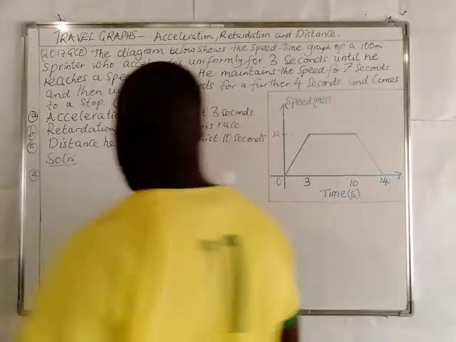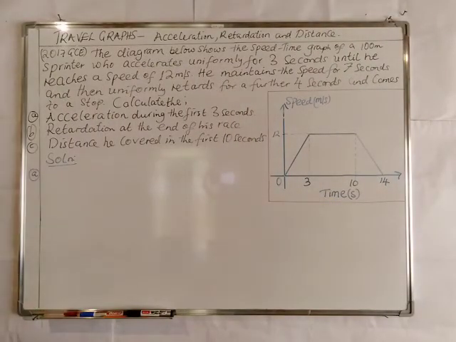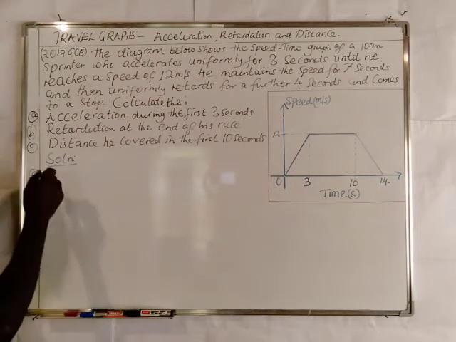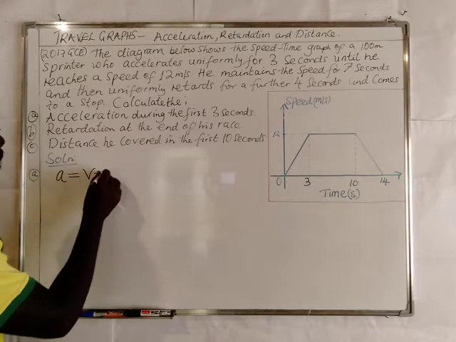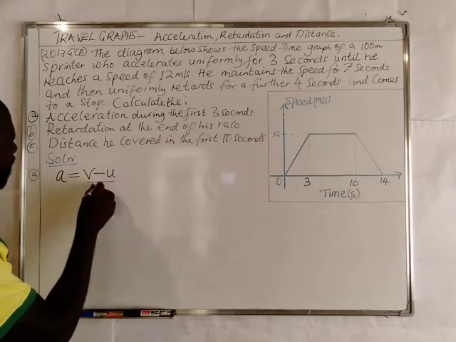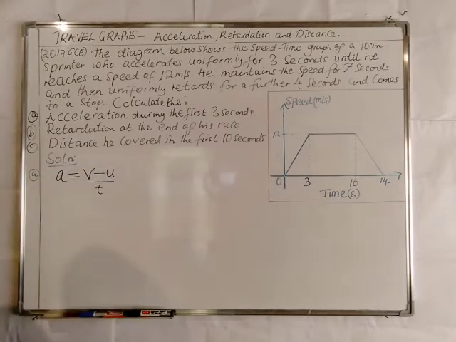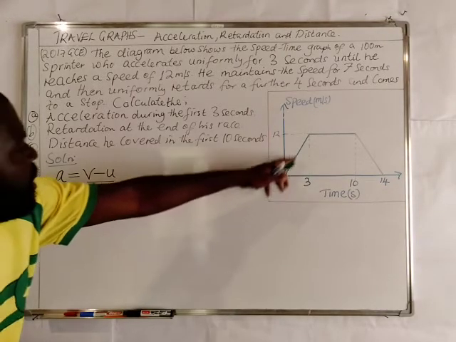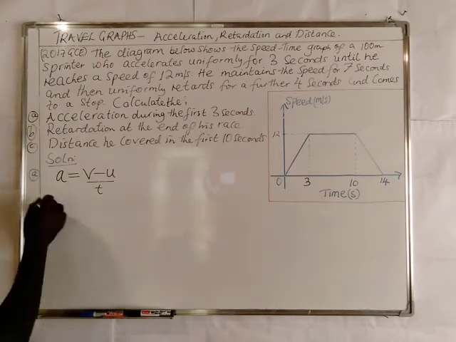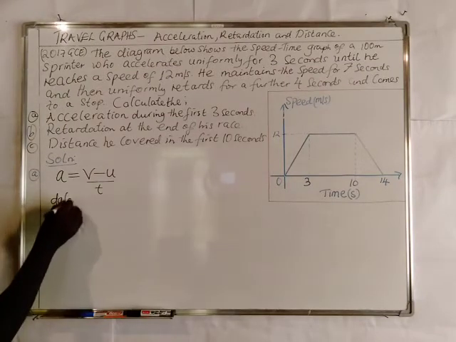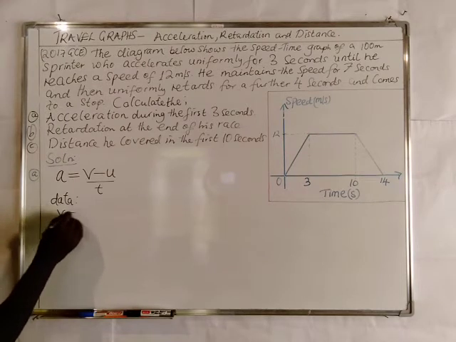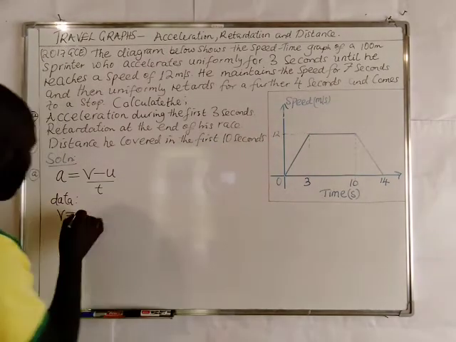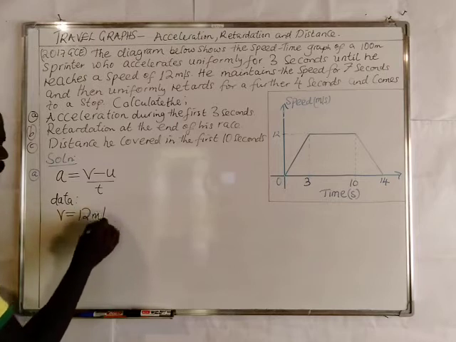So, we are asked in this case to look at the acceleration. We know the formula which says acceleration is equal to final velocity minus initial velocity over time taken. So, using this formula to calculate the acceleration in the first 3 seconds, let's collect data first. Our final velocity, in our case, is 12 meters per second.